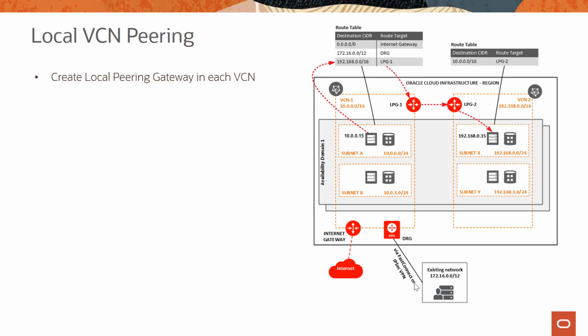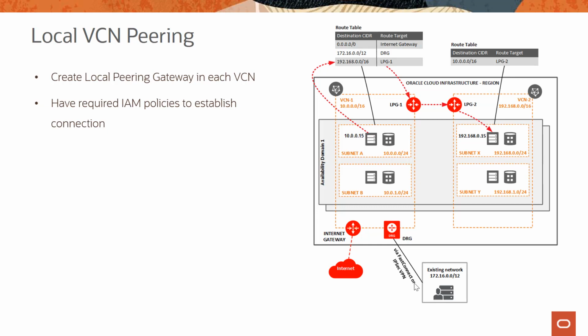Let's now talk about the step-by-step process of establishing local peering between two VCNs. One of the things that I mentioned in the previous slide, and you have to take care of, is that the IP addresses in the two VCNs to be peered should not be overlapping. So as a first step to establish local VCN peering between two VCNs, the VCN administrators of these two VCNs will have to create local peering gateways on each VCN side. Next, they have to get the required IAM policies to establish the peering connection.